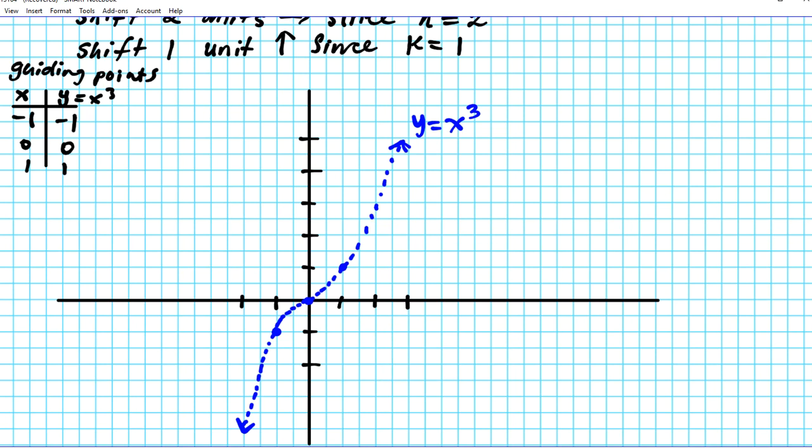Now let's start with our transformations. We're going to do the dilations and reflections first. Or we can reflect first. For the reflection, the point at 0 stays at 0. This point gets reflected vertically across the x-axis, so it ends up down here, and this point gets reflected across the x-axis and ends up here. So there goes our reflected cubic function.